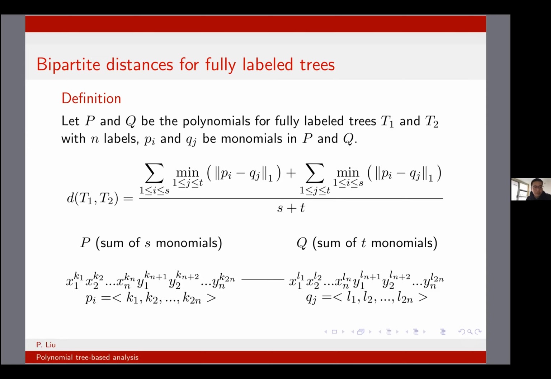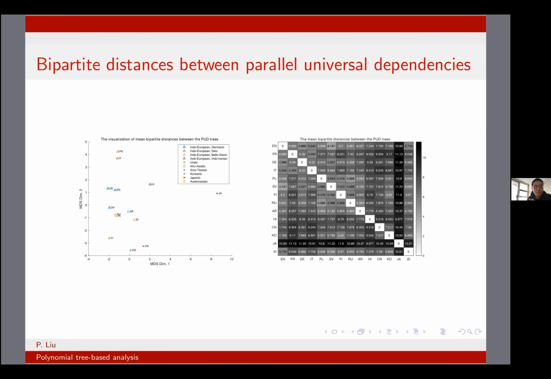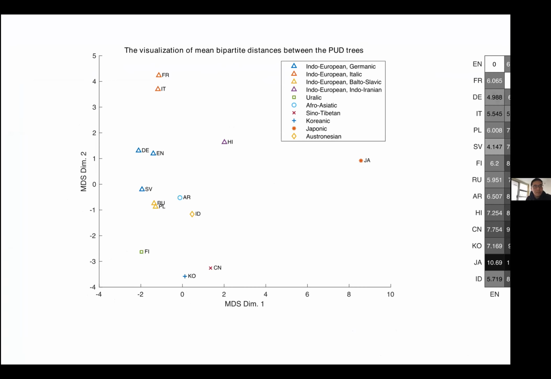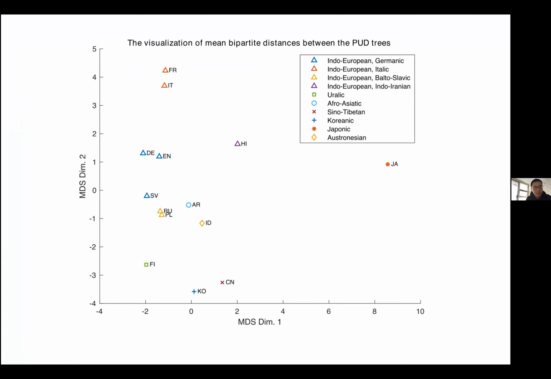But I'm not going to talk about this here. But the result is that we compute 1,000. First, we use 1,000 sentences that have parallel translations, and we compute the distance between these languages. And then we basically have, it's kind of hard to see, a visualization of the distances between the languages.